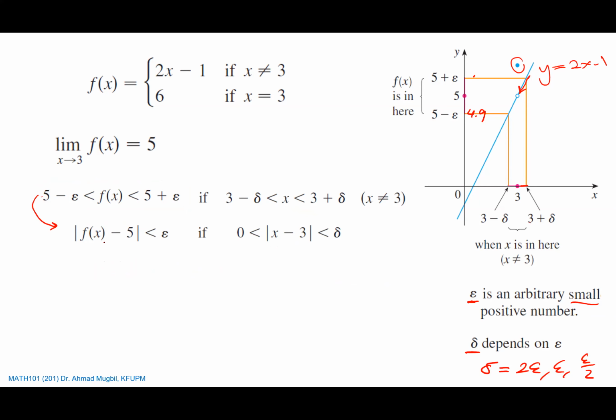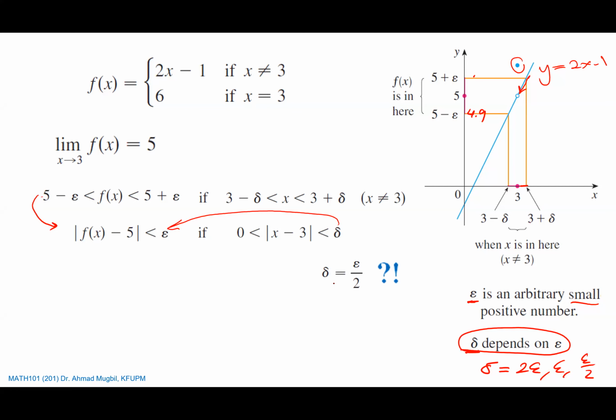Now here you have the absolute value of f of x minus 5 less than epsilon if the distance between x and 3 is less than delta. So if the distance here is very small, of course here it's also very small, and they are dependent. Delta here depends on epsilon. How to find delta? We said that delta depends on epsilon. In fact, delta here is epsilon over 2. It is half of epsilon.